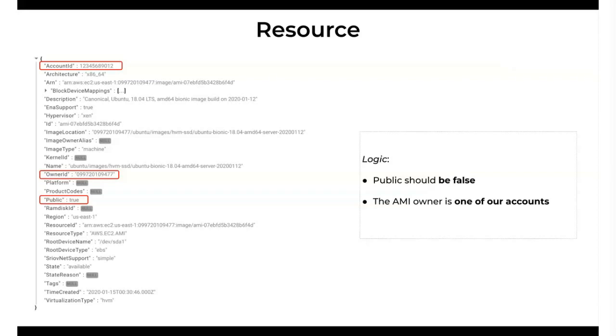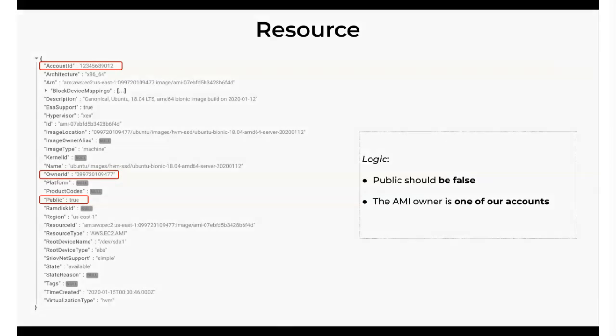Because in an account, you can have AMIs owned by other organizations. For example, Ubuntu is owned by the Canonical owner. In this specific scenario, this is actually the Ubuntu image. But the account ID attribute is the account ID where the AMI actually originated from, which is the account that we're scanning. So we want to make sure that those match up, because we wouldn't be scanning an account that is owned by an organization like Canonical.